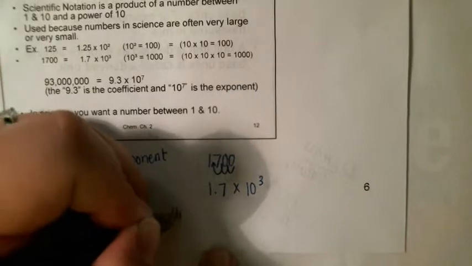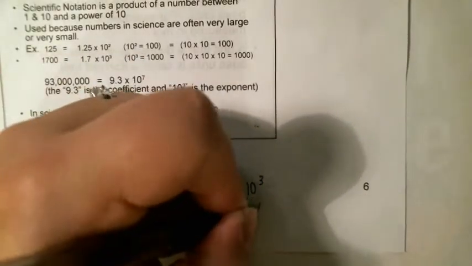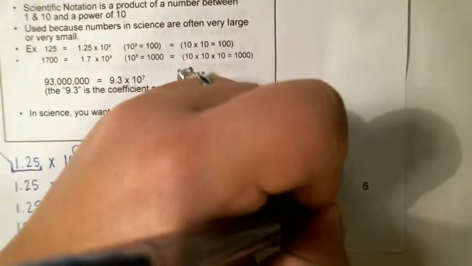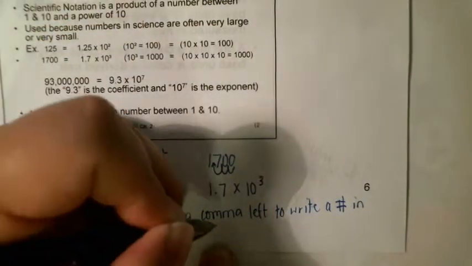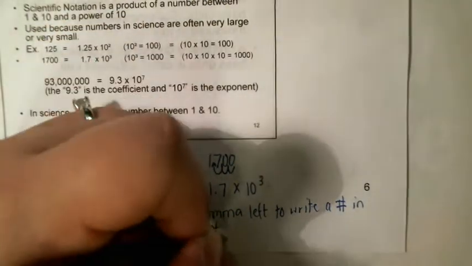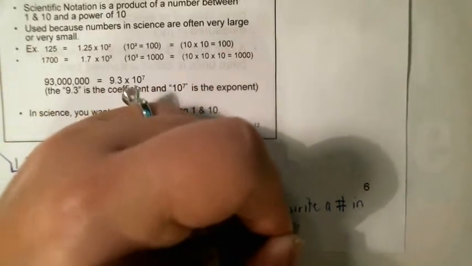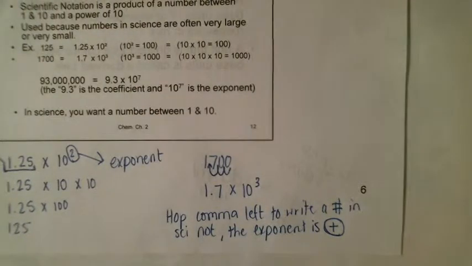So if you hop the comma left to write a number in scientific notation, the exponent is positive. Okay.